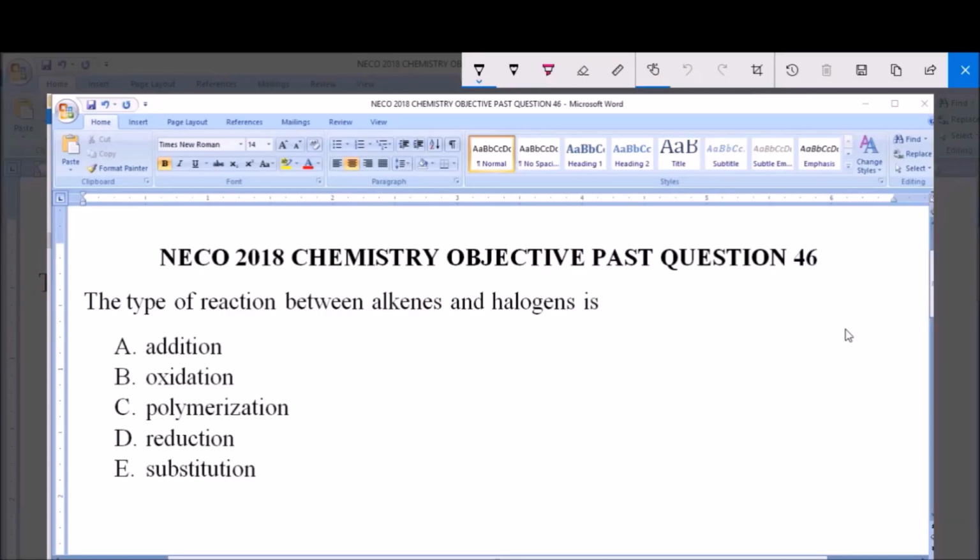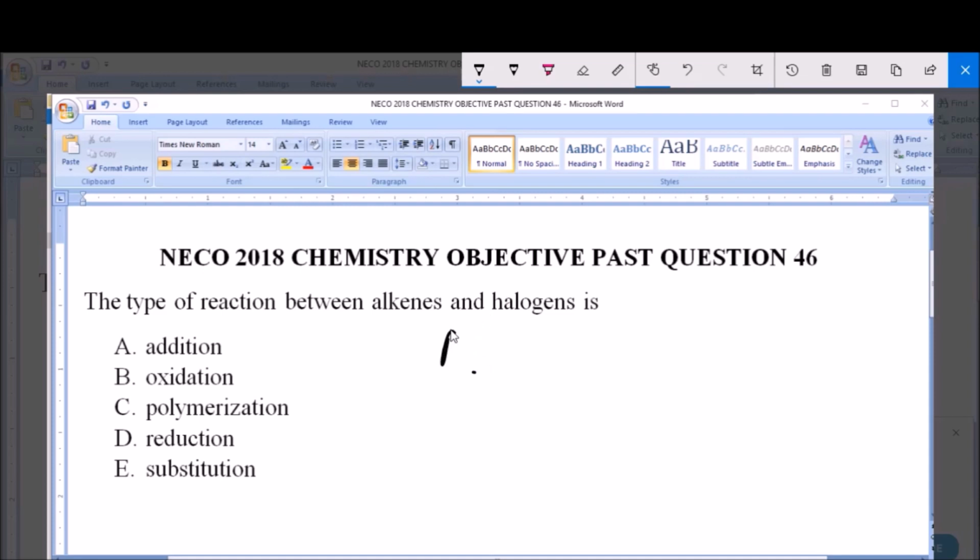I will be answering NECO 2018 Chemistry Objective Past Question 46. The type of reaction between alkenes and halogen is A. Addition, B. Oxidation, C. Polymerization, D. Reduction, and E. Substitution.